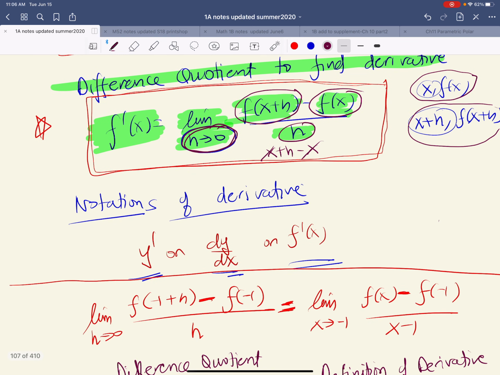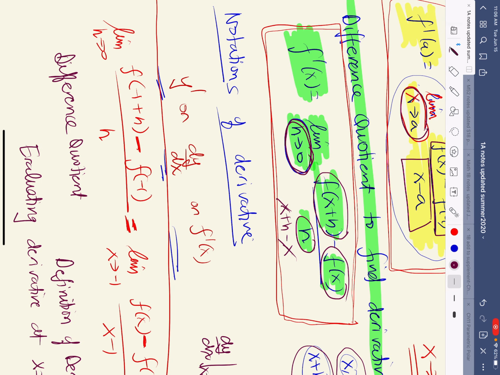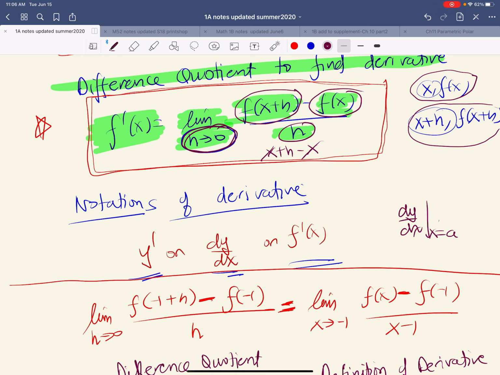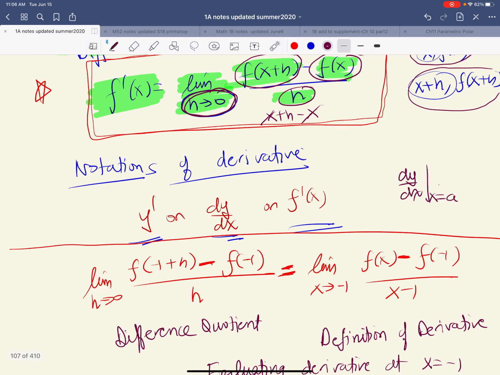Notations for derivative: we use y prime or dy dx or f prime of x. Sometimes you will also see it written as x equals a, dy dx when x is a, when you're looking for the derivative at a particular point. So you might be finding the derivative at a particular point, or you might be finding the general derivative, where you can plug in any x value and find the derivative at that point.